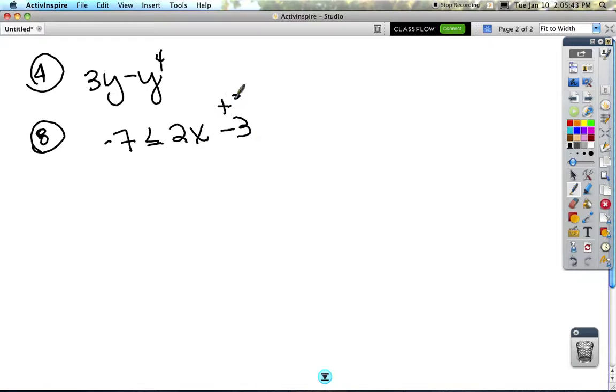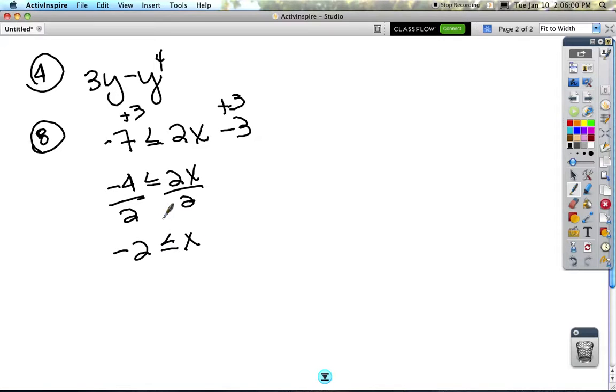I would add 3. This is an inequality. Divide by 2. What do you have to worry about with inequalities? Can I just put -2 as my answer? No. What do you have to worry about with inequalities? Sign. Yes. When do I change the sign? When I multiply or divide by a negative. Okay.